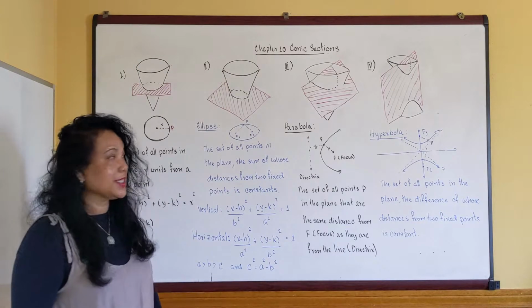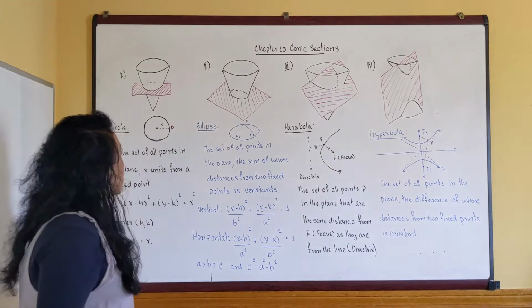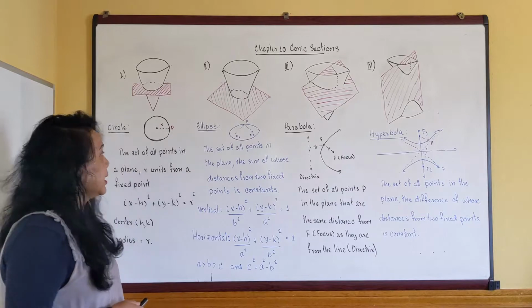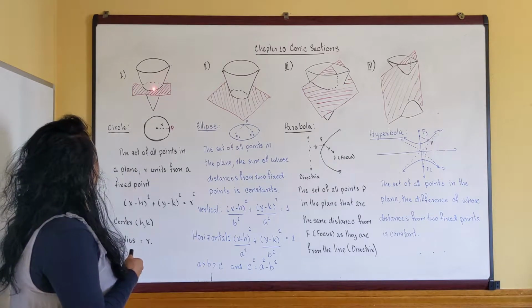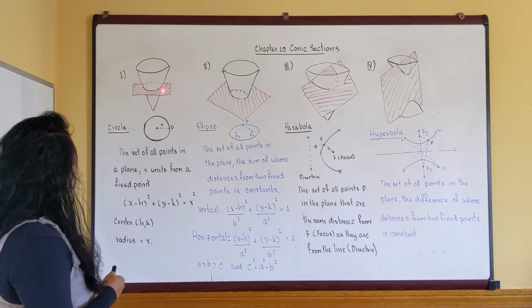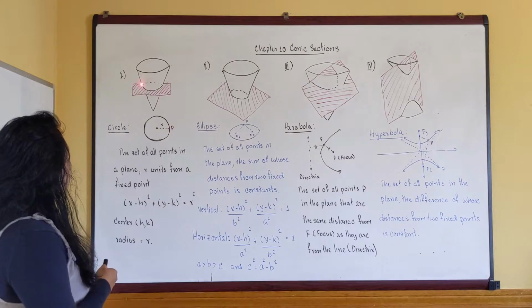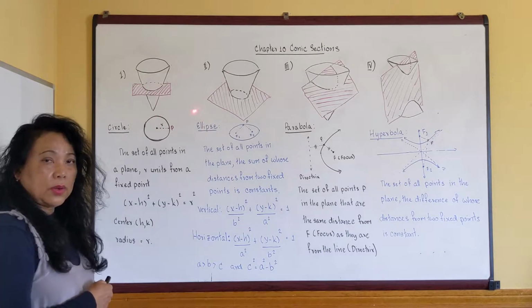Continue our chapter 10. Chapter 10 is conic section. In this section, we're going to look at the plane that cuts the cone. The first one, you have a cone and the plane cuts it perpendicular to the cone. So the cut will turn out to be a circle.